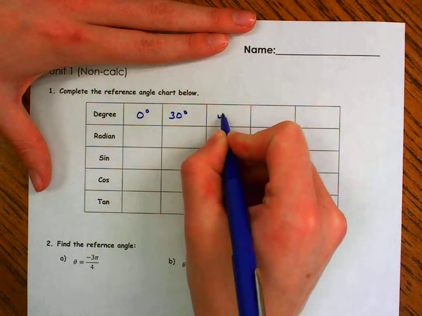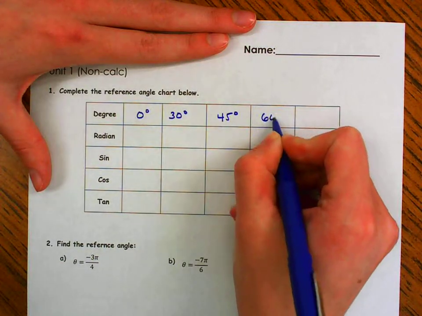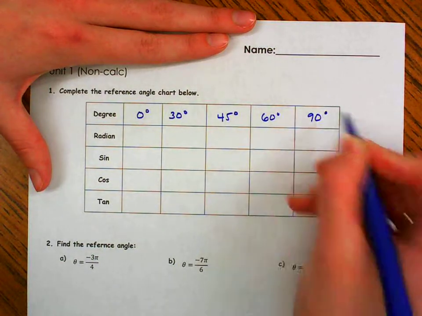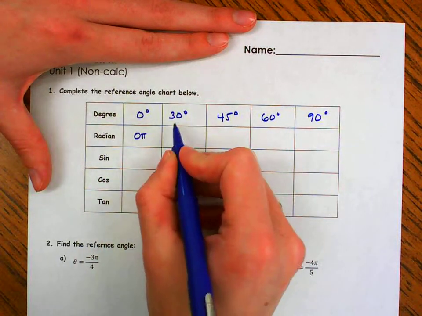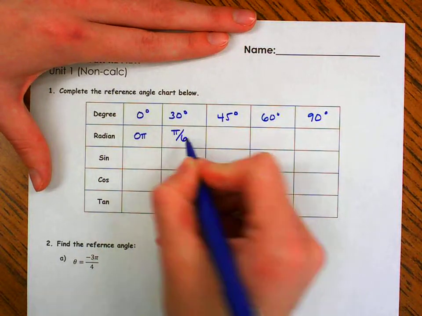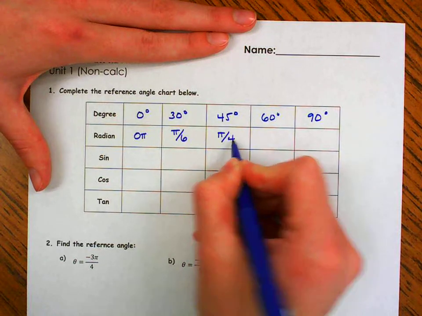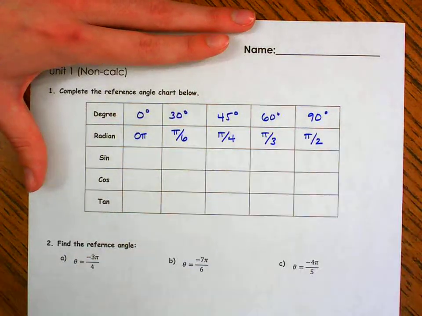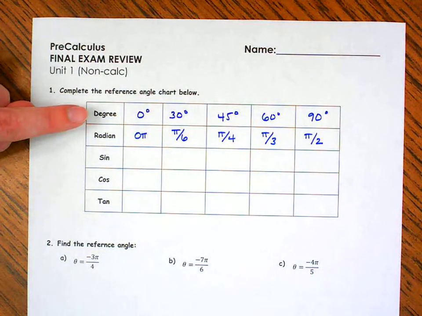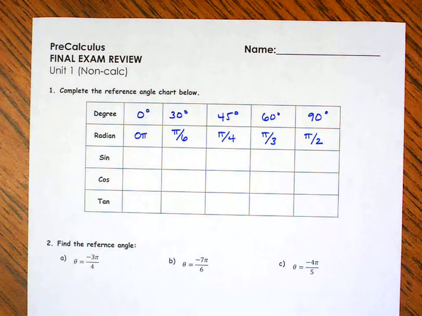So here's my key, degrees. Okay, and then in radians, this would be 0 pi radians. You could just put 0. This is pi over 6, pi over 4, pi over 3, pi over 2. We use radians most often, but it's still good to know the degrees because we've been evaluating some trig expressions in degrees.